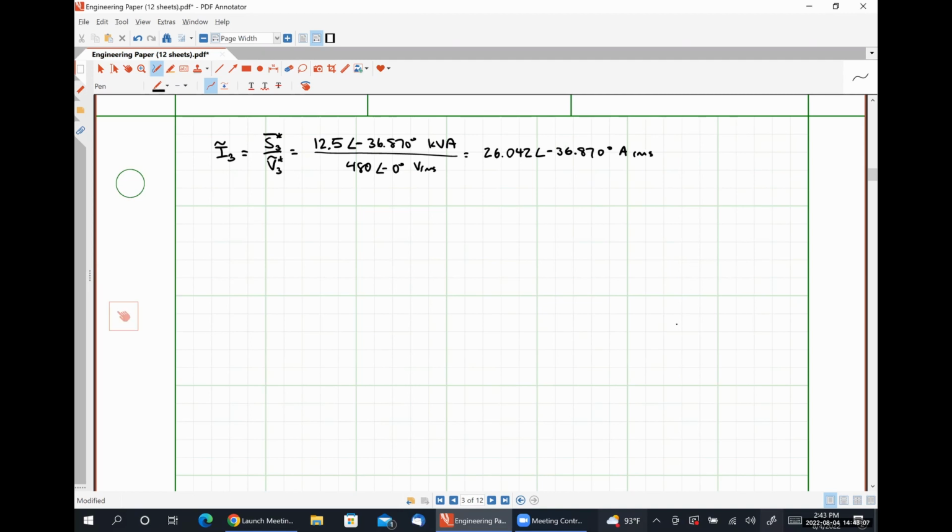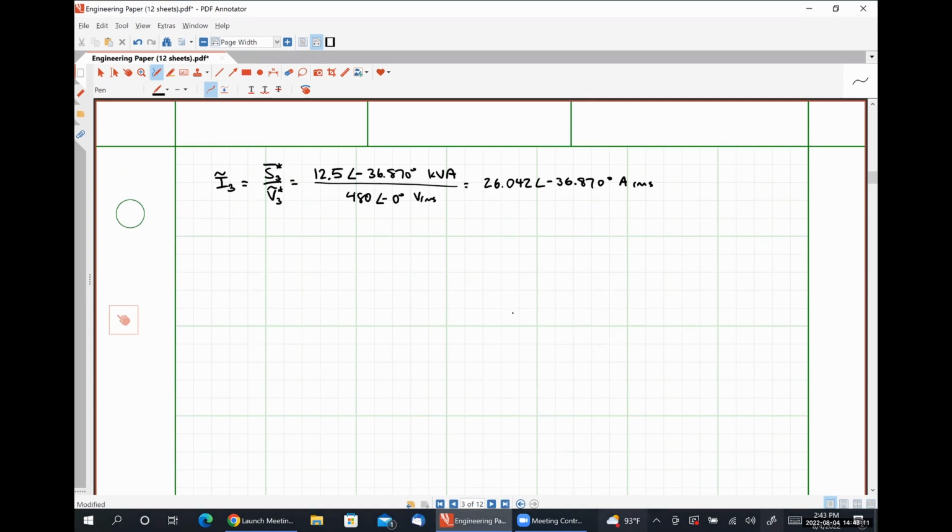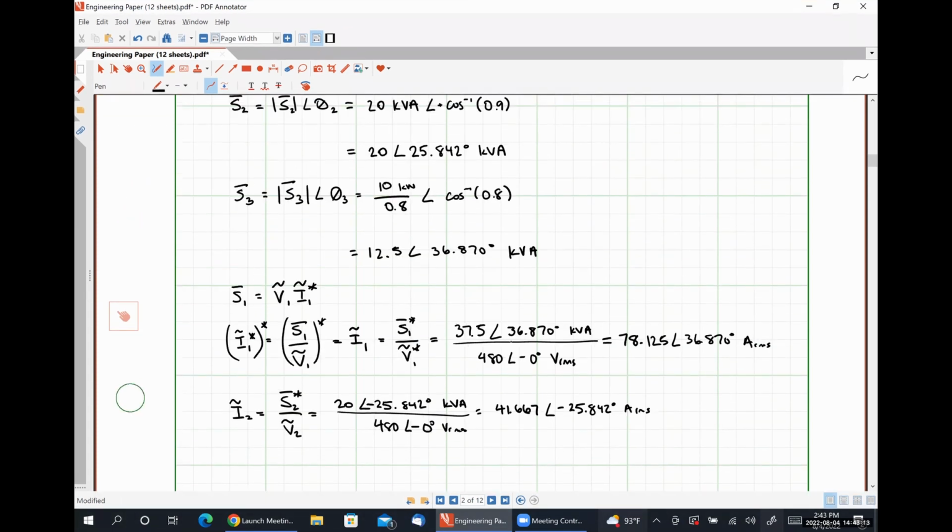Absolutely, Sydney. My computer will let me. And this should be a conjugate sign there. Alrighty.